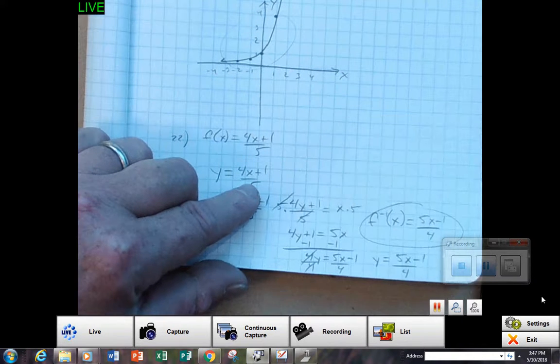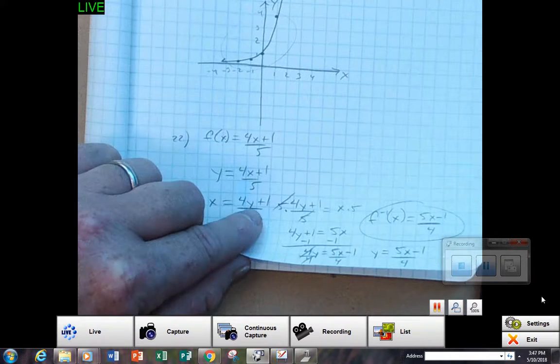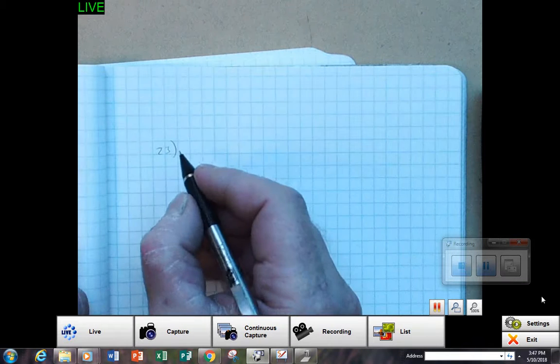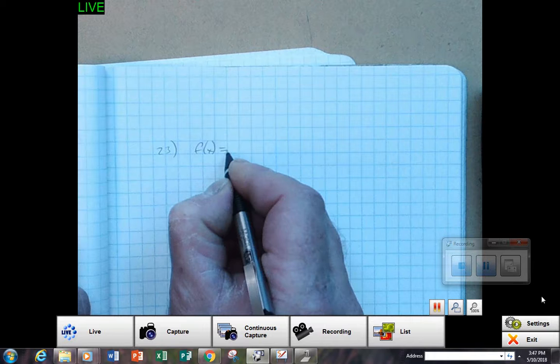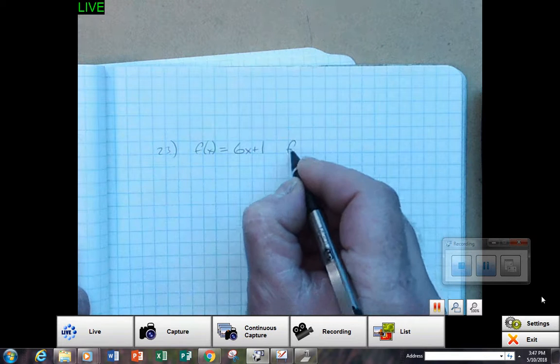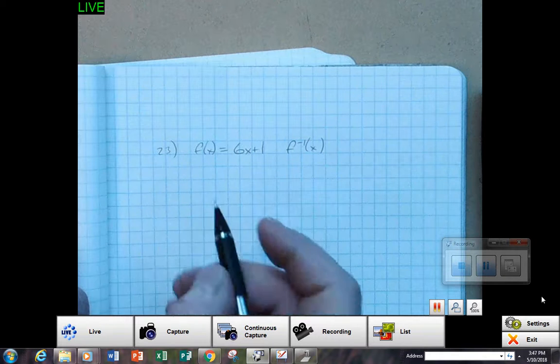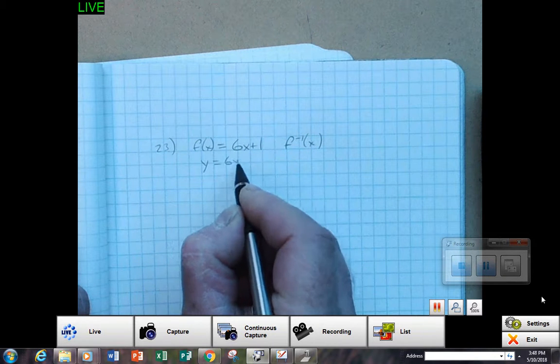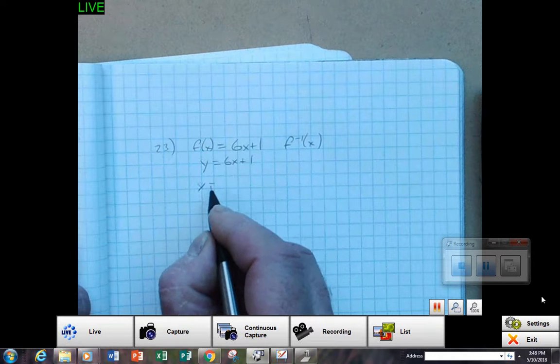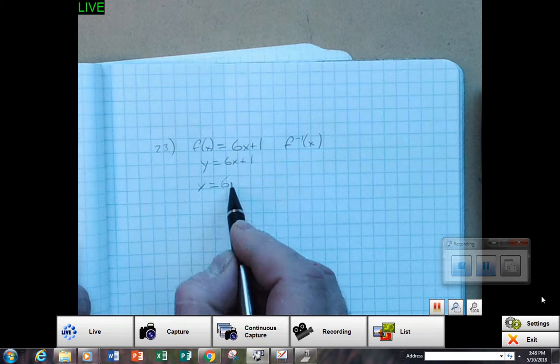23. Same thing, I'm going to find the inverse of that. So 23. I have f of x equals 6x plus 3. To find f inverse of x, remember, do that trick again. Replace this with y. Put a 6x plus 3. Do the switch. That y becomes an x. That x right there becomes a y.